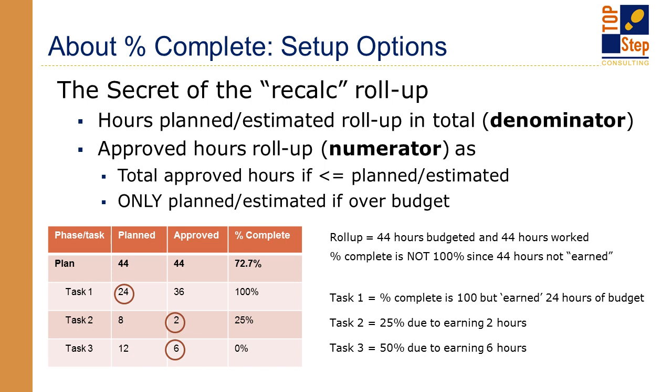12 hours have been approved on the last one. Make sure I'm reading that right, yeah. And so that one's at 50%, actually. Yeah, looks like my number's a little bit off in the chart. But basically, it's because those 44 hours are not earned, which is why I've got the 72.7%.